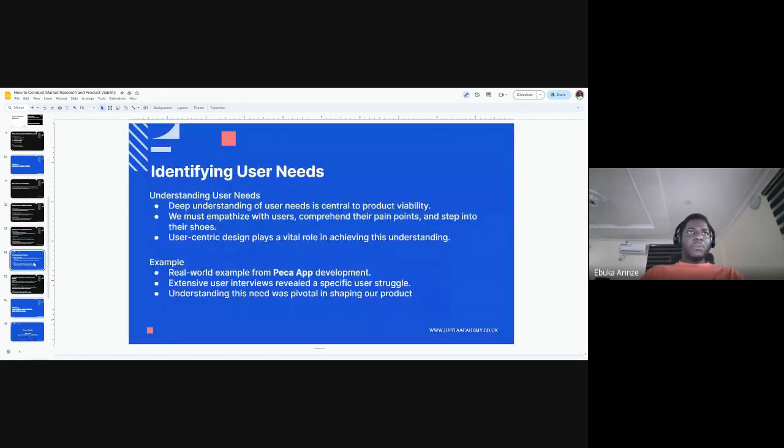Moving on to the next thing, identifying users' needs. Product viability is closely tied to understanding what users need. Your product will only be viable when you have obtained good results from your market research and insight into what your users need. A deep understanding of users' needs is a central point of product viability. The product is for the users, right? The product is for the users.